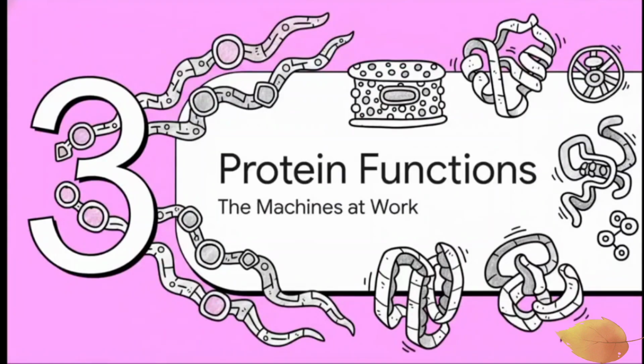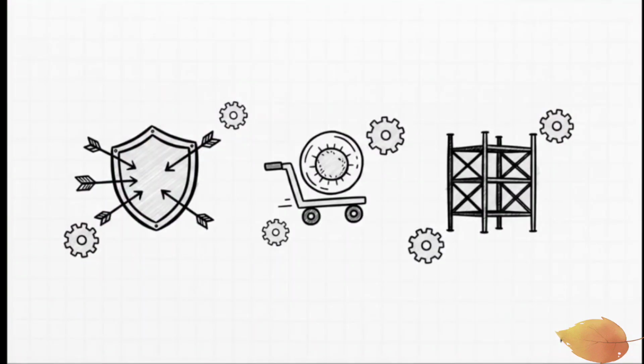Which brings us to Section 3, Amazing Functions of Proteins, the machines at work. Now, rather than just reading off a random laundry list of functions, let's group what these machines actually do. First off, there are internal defenders. Think of antibodies firing up in your immune system or keratin protecting your skin from scrapes.